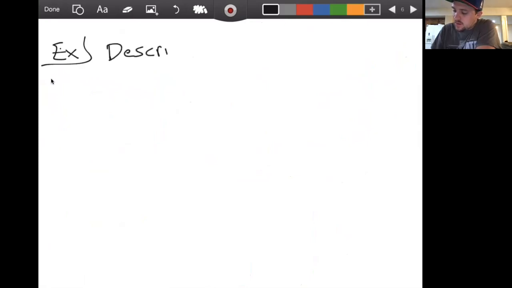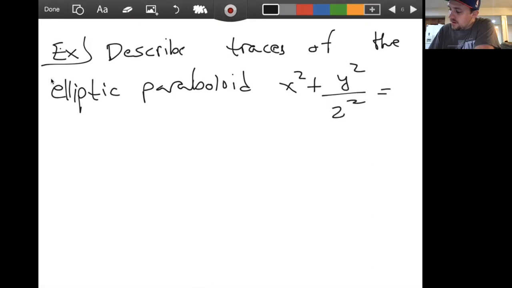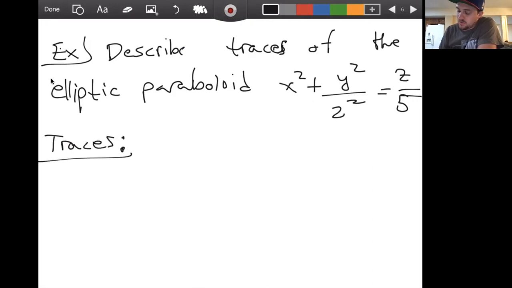Let's describe the traces of the elliptic paraboloid given by x squared plus y squared over 2 squared equals z over 5, right? This defines some quadric surface, and we want to be able to give a sketch of this graph to see what kind of shape we're working with here. So let's compute our traces, right? There are three traces we need to compute. We need to compute a quote unquote XY slice.